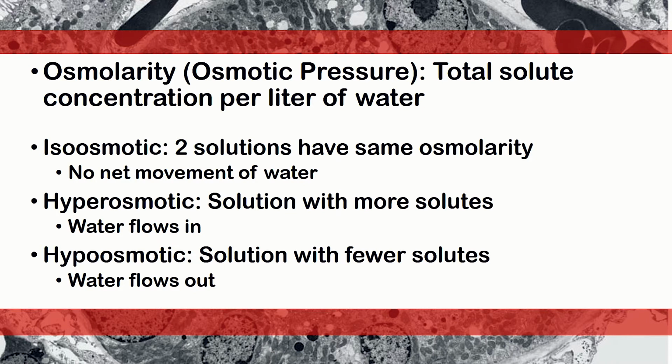If those two solutions have the same solute concentration, we would refer to those as isoosmotic. If two solutions have differing solute concentrations, the solution with the higher salt or solute concentration will be referred to as hyperosmotic. The other solution of the pair, the one with less solutes, would be referred to as hypoosmotic.